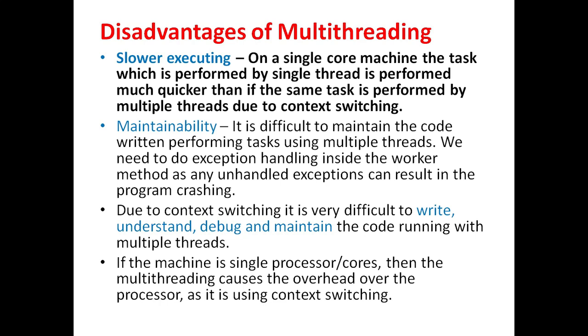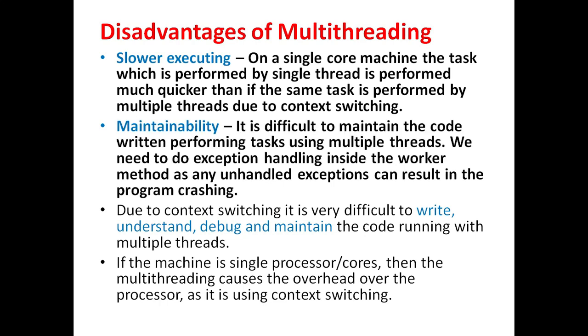First is slower execution. On a single core machine, the task which is performed by a single thread is performed much quicker than if the task is performed by multiple threads, due to context switching. Next is maintainability. It is difficult to maintain the code written for performing tasks using multiple threads. We need to do exception handling inside the worker method, as any unhandled exception can result in the program crashing.